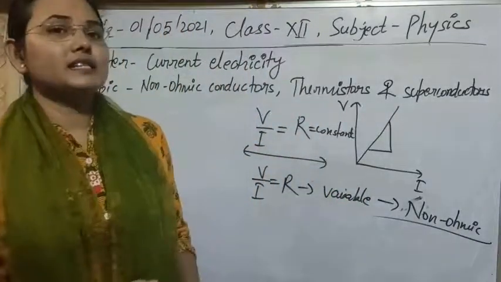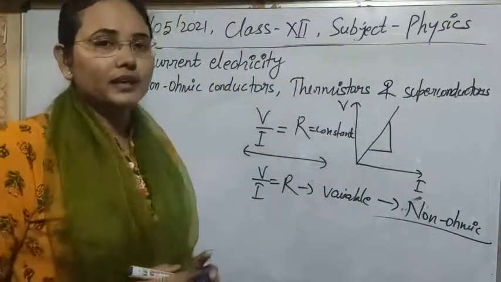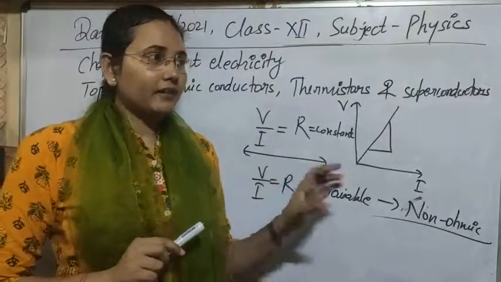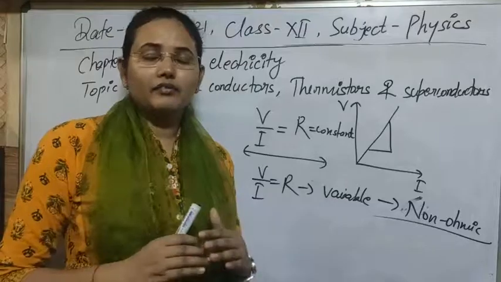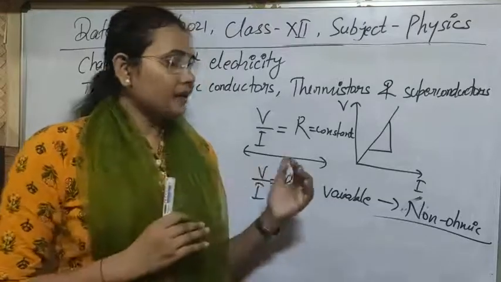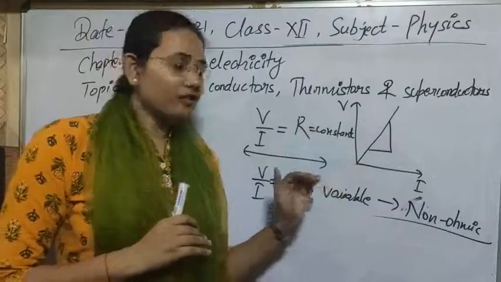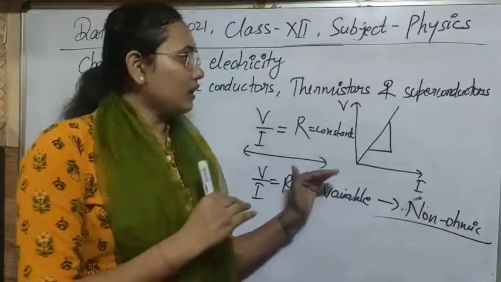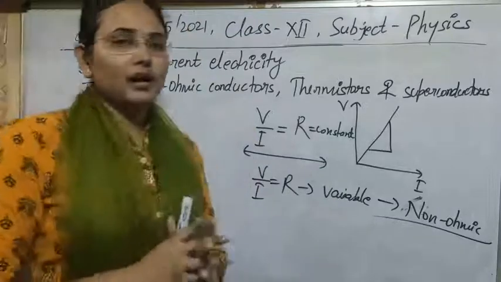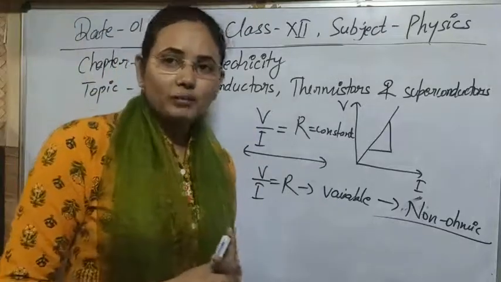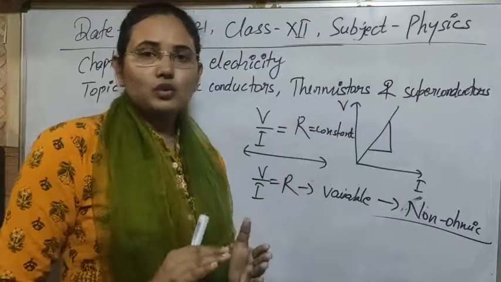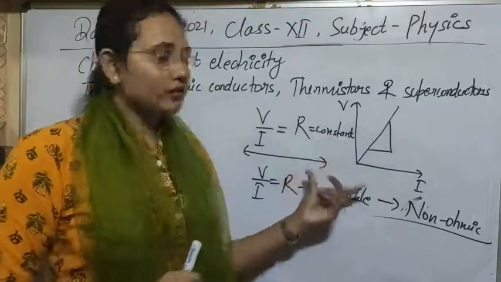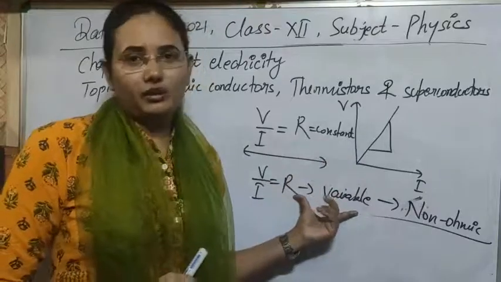So it is very easy to categorize ohmic and non-ohmic conductors, and where Ohm's law fails. Ohm's law fails whenever we get a non-linear curve, some kind of characteristic between V and I for which V by I is a variable quantity. You can categorize conductors into two classes, ohmic conductors and non-ohmic conductors. Ohmic conductors are those for which V by I is a constant value, and non-ohmic are those for which V by I is a variable value at every point.